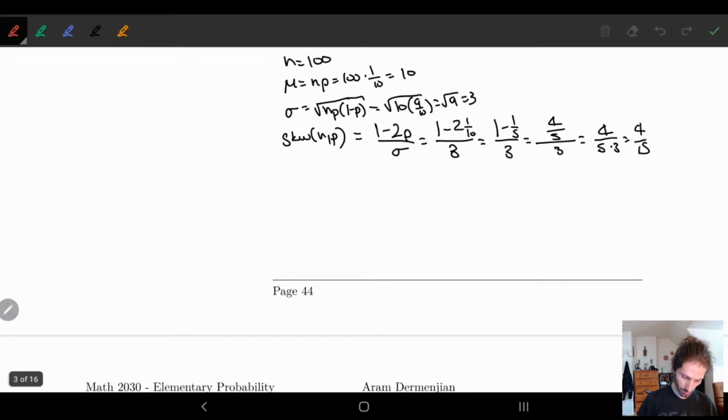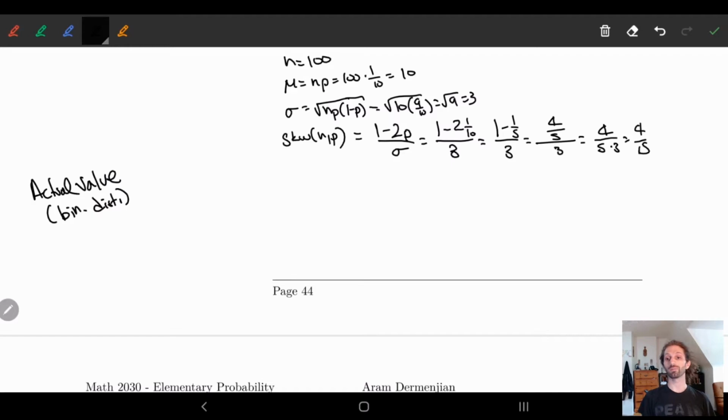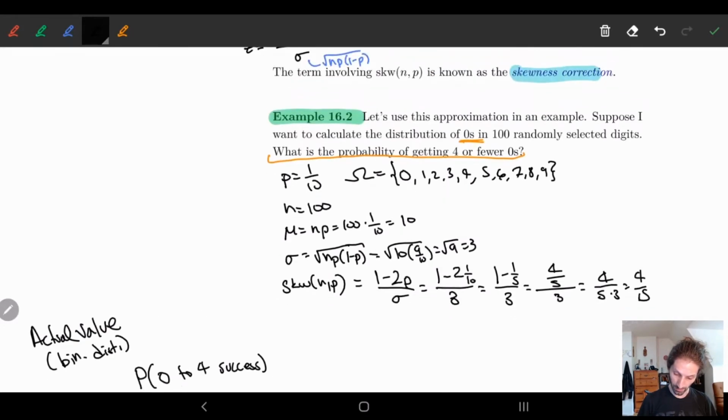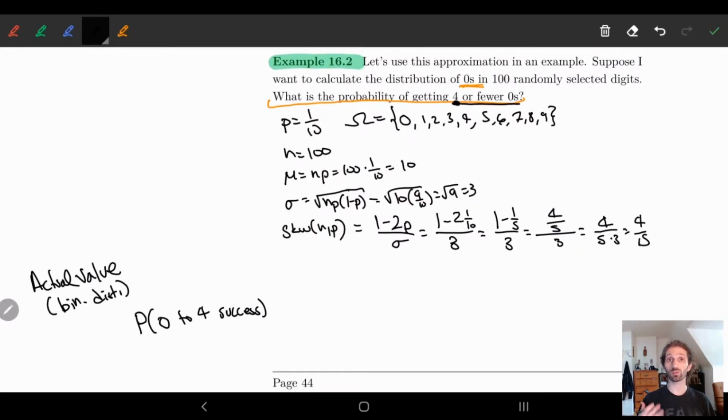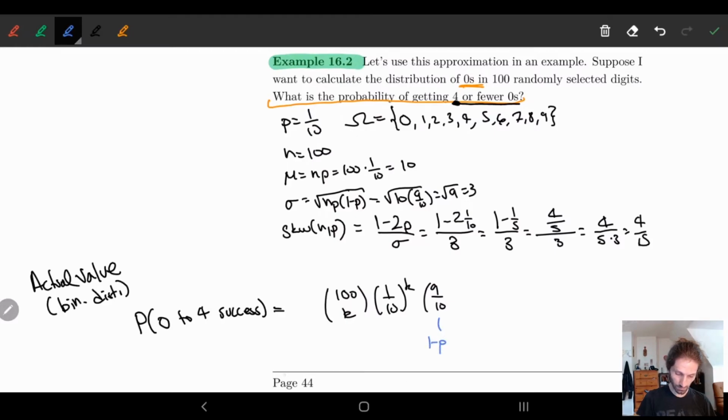Okay, so actual value. Let's calculate the binomial distribution. Remember, what we have is p from 0 to 4, because we want 4 or fewer zeros. So 0 to 4 is the number of zeros we're looking for. Each particular one is given by 100 choose k, times 1 over 10 to the k, times 9 over 10, which is 1 minus p, to the n minus k, so 100 minus k. We do it over all of our k's from 0 to 4. So we want the probability of 0 zeros, 1 zero, 2 zeros, 3 zeros, and 4 zeros. We add them all together, and if you do it this way, what you end up getting is 0.024.